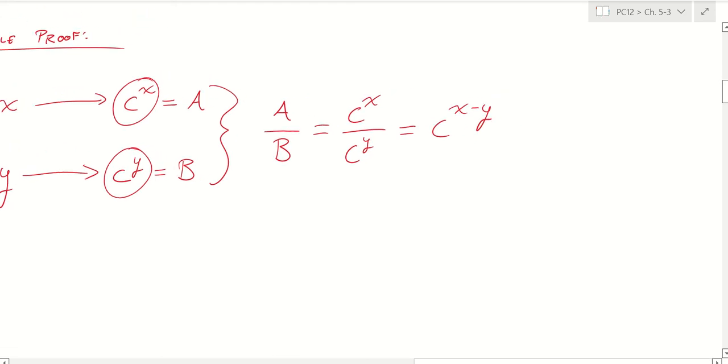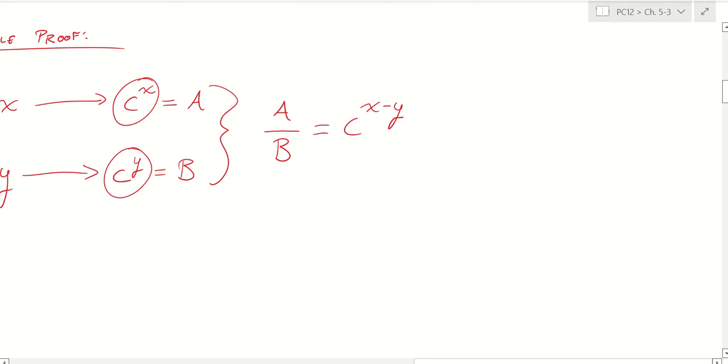And we can also say that because a over b is equal to c to the x over c to the y, and because c to the x over c to the y is equal to c to the x minus y, by the transitive property, a over b should be equal to c to the x minus y. So we're going to use the transitive property to get rid of that middle and just bring c to the x minus y over here. So here, a over b is really just equal to c to the x minus y.